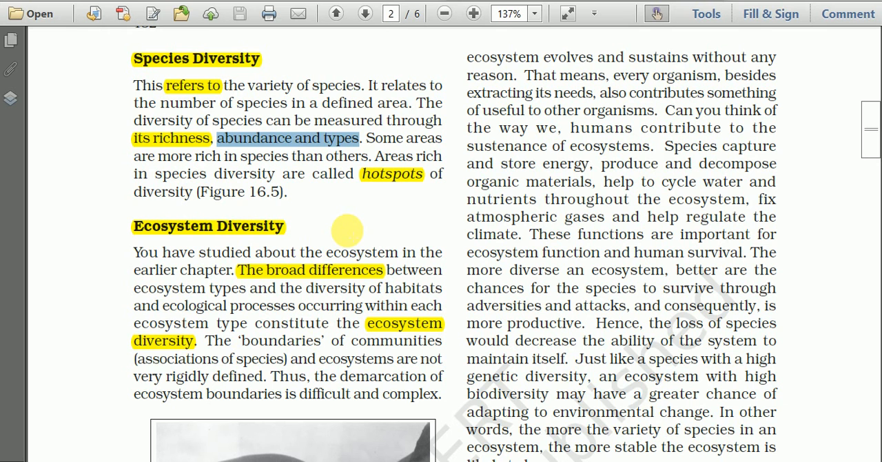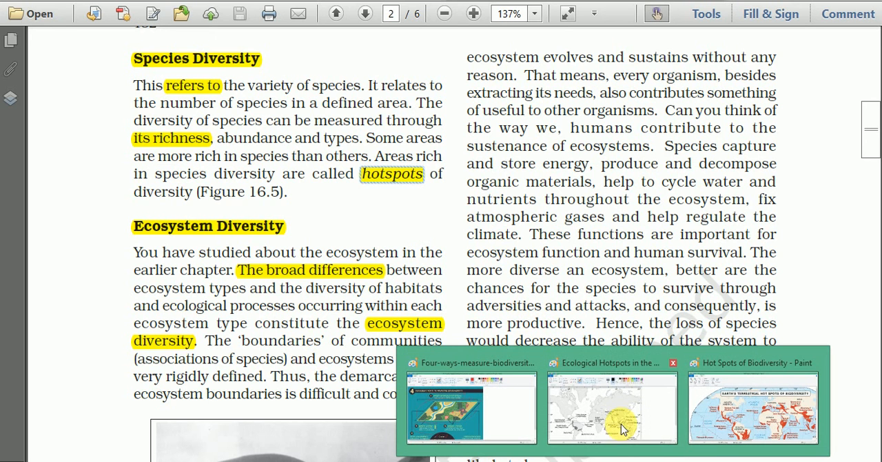Species diversity refers to the variety of species, and it can be measured through its richness, abundance, and the types. And we know that some areas are richer in species than others. Areas rich in species diversity are called hotspots of diversity, and figure number 16.5 shows the same.